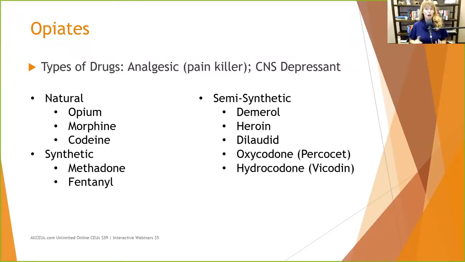Natural opiates: opium, morphine, and codeine. Synthetic are your methadone and fentanyl. These are the ones that are manufactured completely from chemicals. Your semi-synthetic: Demerol, heroin, Dilaudid, oxycodone, and hydrocodone. Be aware that many of the prescription medications you can get, the oral medications you get after surgery, have Tylenol in them in order to prevent abuse, because the Tylenol theoretically serves as a deterrent to people, since it can cause liver failure.